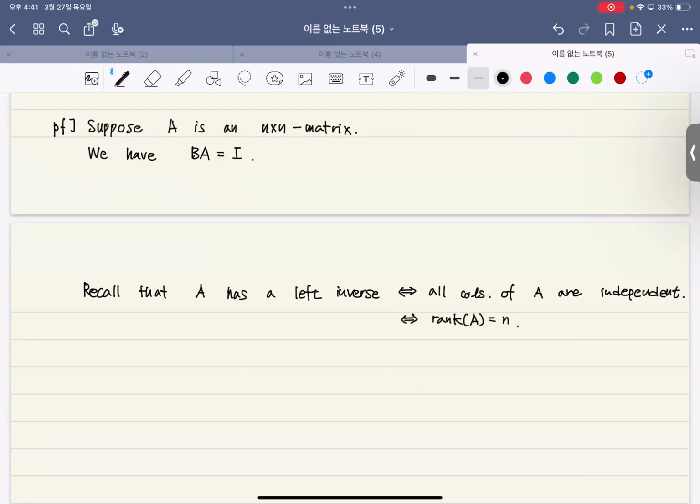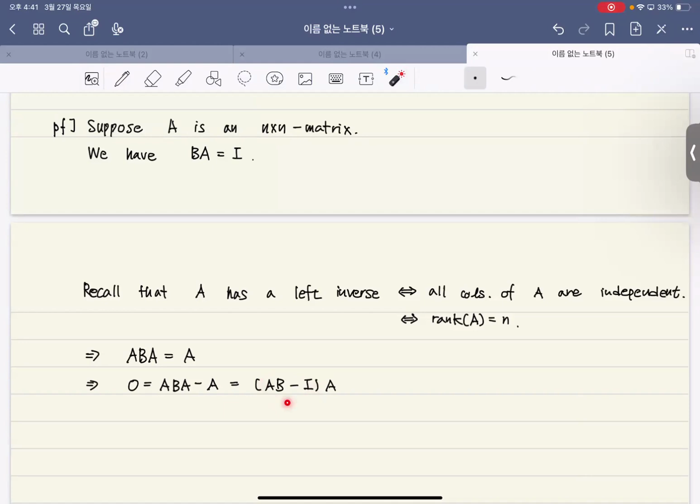Now, from this equation, I want to multiply A to the left. Then ABA is A. Taking it to the other side, ABA minus A is the zero matrix. So in other words, (AB minus I) times A is the zero matrix. AB minus I is just one single matrix, and this matrix times A equals the zero matrix implies that every row of AB minus I is in the left null space of A.